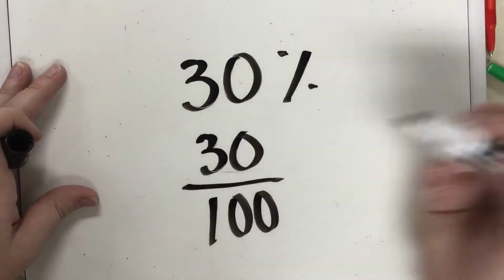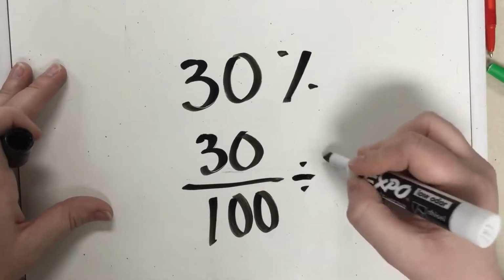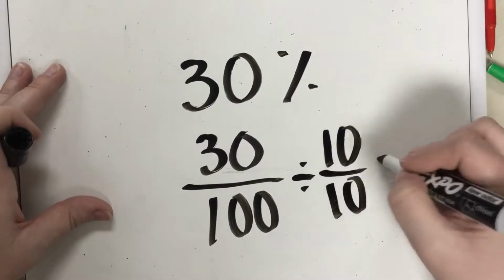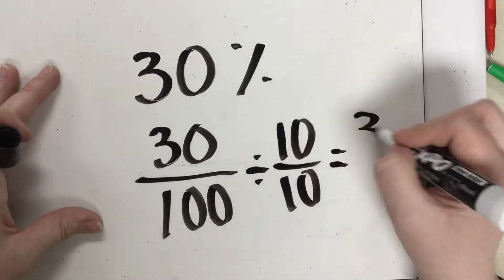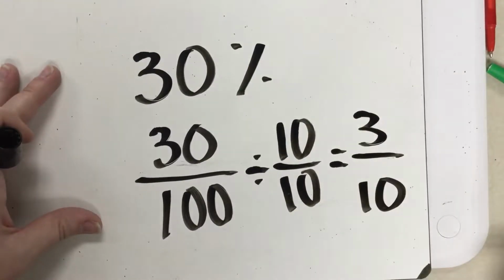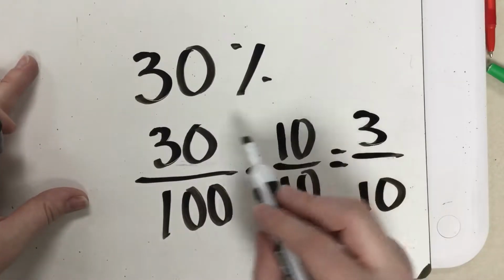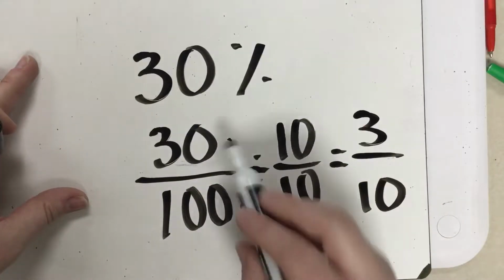So to simplify 30 over 100, we can divide by 10, giving us 3/10. Remember that when you're simplifying fractions, whatever you do to the top, you do to the bottom, and vice versa.